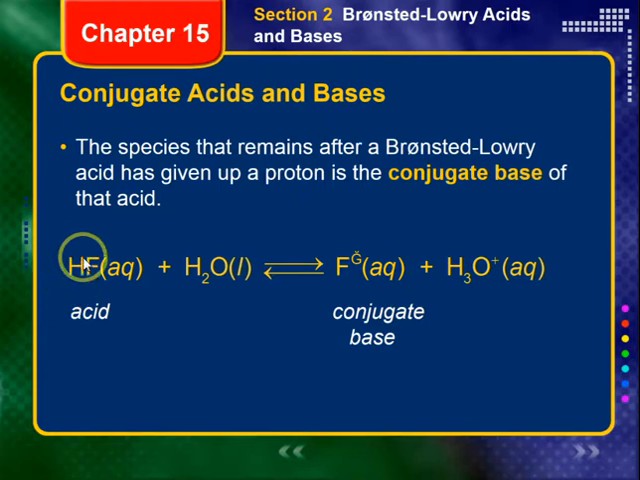But after this hydrofluoric acid donates its 1 proton, it's just going to have fluoride ions left over, F with a -1. Remember, this G is supposed to be a minus sign. And so this fluoride is left over after the hydrofluoric acid has donated its 1 proton, because it's an acid, that's what it does. So this is left over. This is considered the conjugate base.